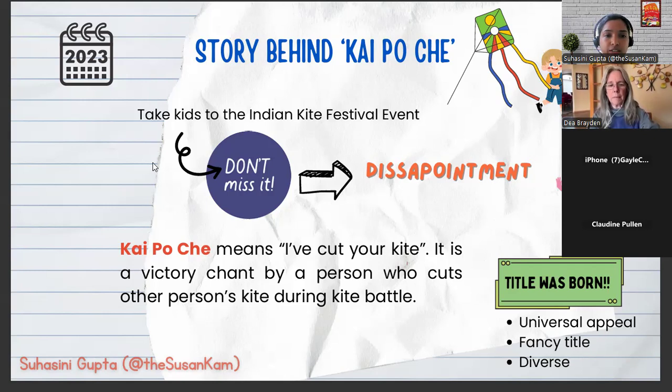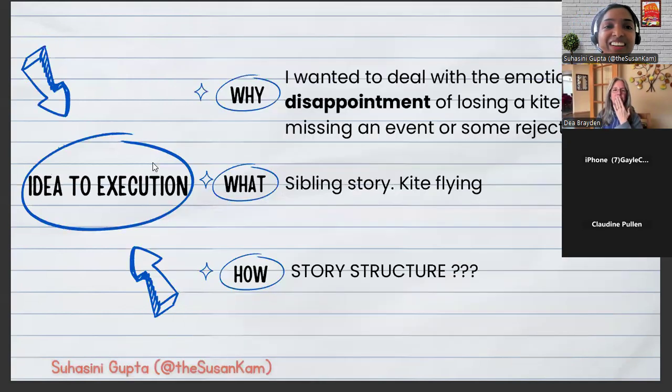It's like a victory chant, right? But what about the person who has lost his kite? The disappointment of that person who was flying his kite for so long and has now lost it. That disappointment, that emotion, kind of stuck with me, and this title was born. So if we hadn't missed this event that day, Kai Po Che wouldn't exist right now.